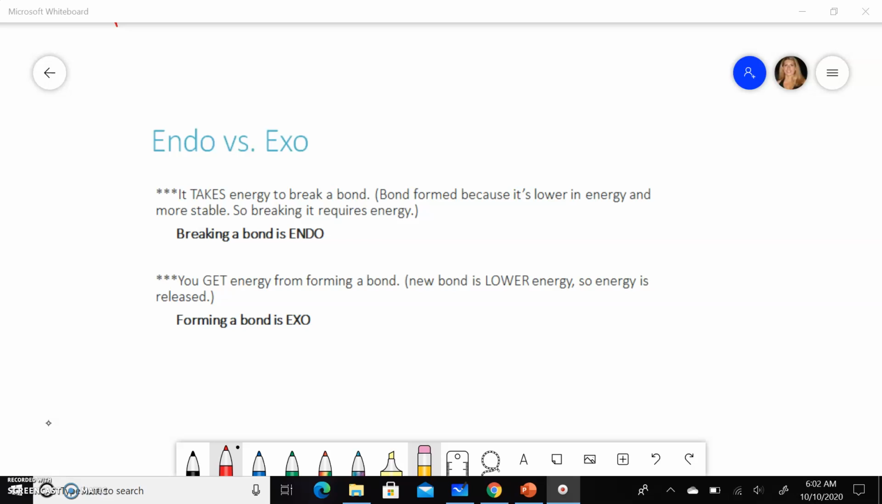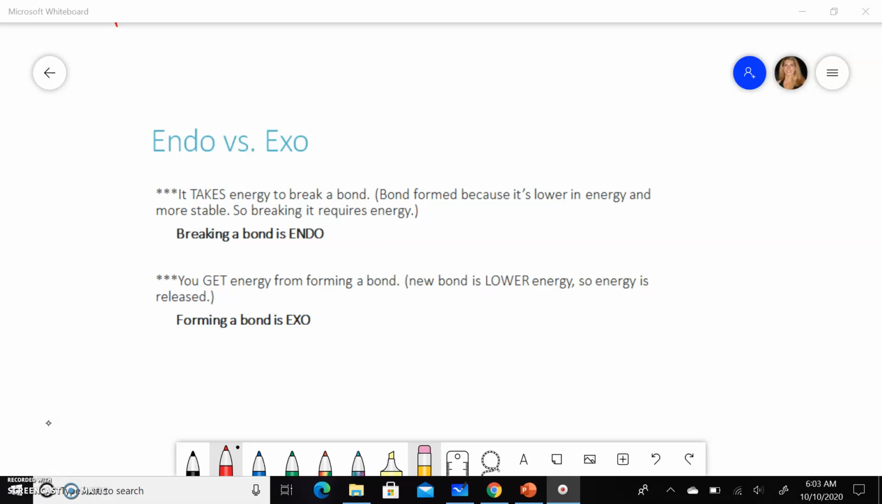But for now, I just want you to remember that if you're breaking a bond, so if you take a molecule and you break that bond, that is going to require energy. That's going to be endothermic. And if you're forming a bond, you're going to get energy. And it kind of makes sense because bonds are going to form to become more stable. So once something forms a bond, it's at a very low energy. And so to make it get out of that low energy state, you're going to have to put energy into it.